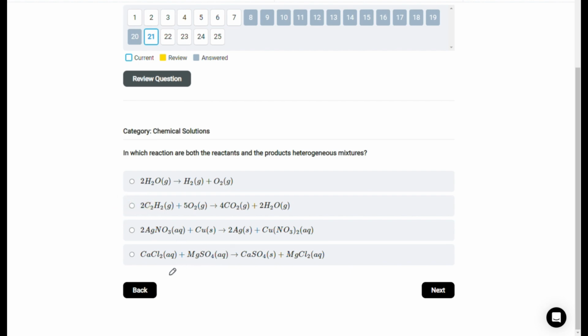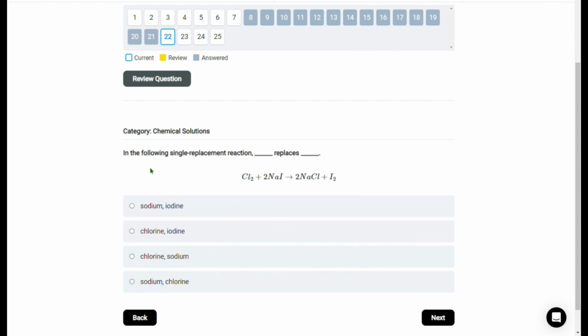Moving down, we can see in these products, they are heterogeneous because there's a solid and an aqueous forming a mixture. However, the reactants are both aqueous, so this would not be correct. In this, both the reactants have aqueous and solid, they're different or heterogeneous, and the products are also a solid and aqueous or heterogeneous. So the correct answer would be this silver compound, the third option.